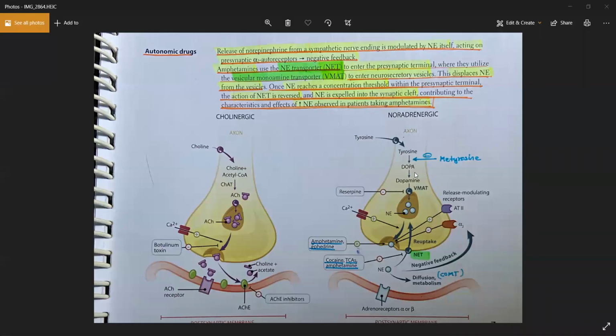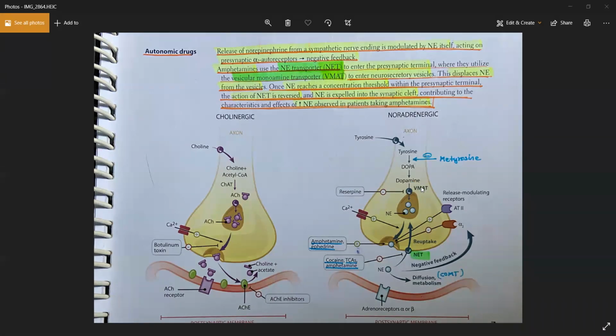Anyone remember the name? Enzyme name? Dopa decarboxylase. What enzyme? Tyrosine hydroxylase, remember? Yeah. And then the dopa will convert into dopamine by the enzyme dopa decarboxylase. Exactly, dopa decarboxylase.